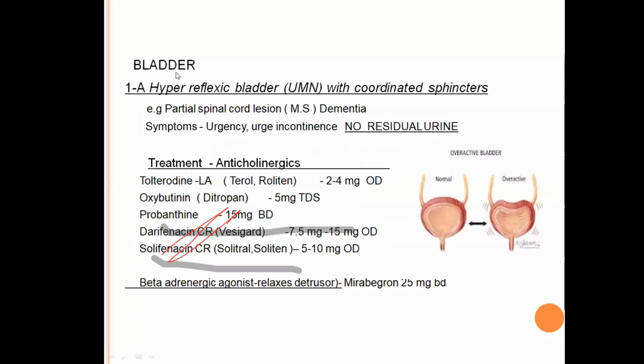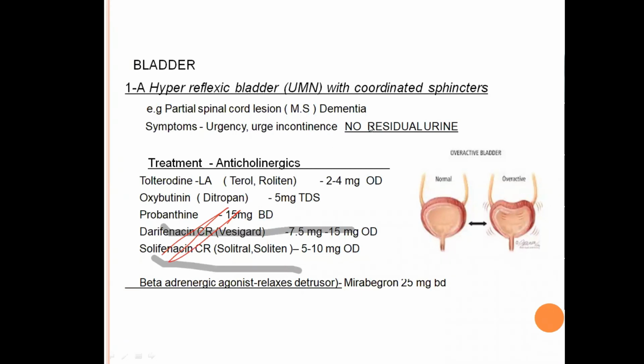Now, where do you get the hyperreflexic bladder with coordinated sphincter? Typically, nowadays what we see is in multiple sclerosis. And as I said, in dementia and all cerebral pathologies. So here the patient passes urine without his knowledge, he cannot control, but there is no residual urine. That's very important when it comes to management. There is no residual urine. There will be urgency, urge incontinence in multiple sclerosis. There is no residual urine.